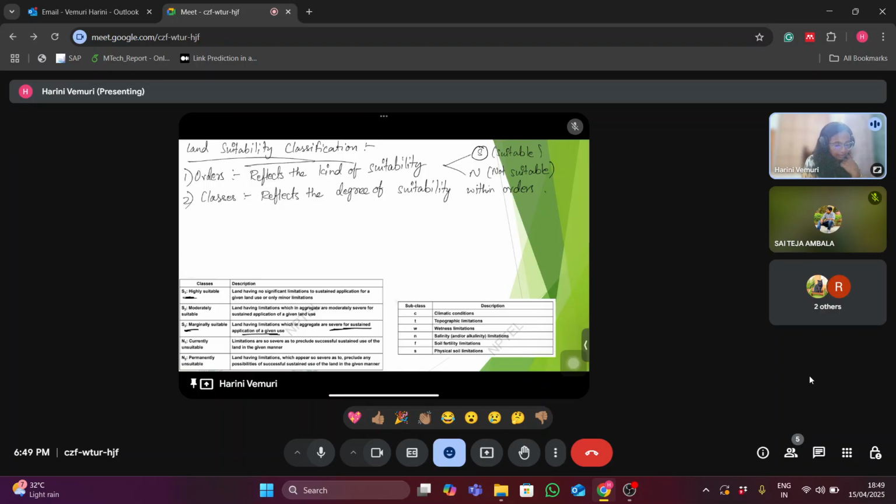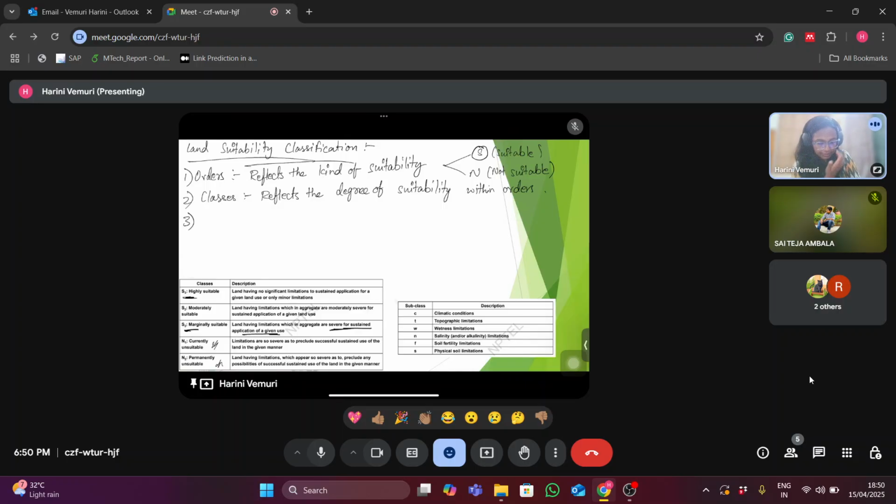Okay. So if it is N, then it is not suitable. If it is N1, that means it is currently unsuitable, but you can apply some measures so that it can be suitable for agriculture in future. If it is an N2 case, it is permanently unsuitable. Even if you apply any mitigation measures to improve the nature of the land, nothing can work and it won't be suitable for agriculture at all.